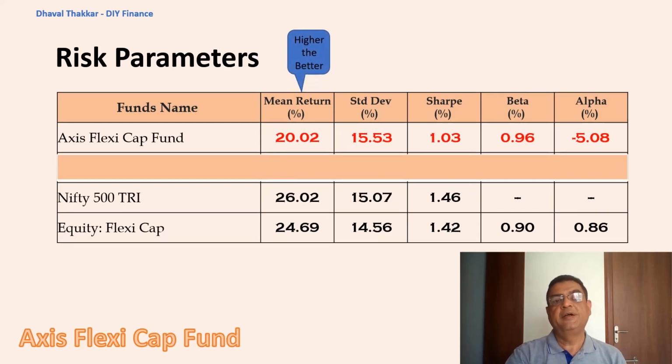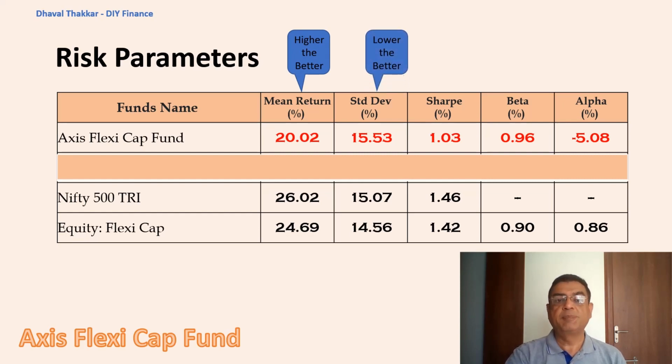Second one, standard deviation, that is a tool to measure how much the returns deviate away from the mean returns, which in this case is 15.53 and is higher than both the benchmark index and the category average. Here, the lower the value, the better.